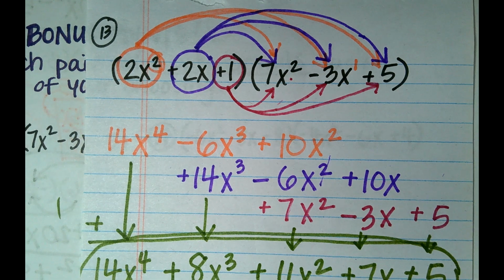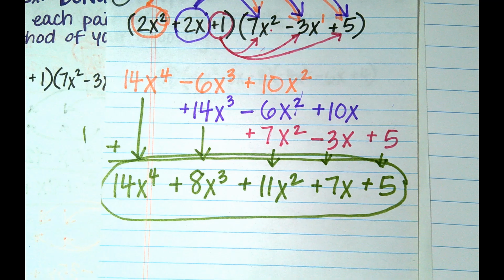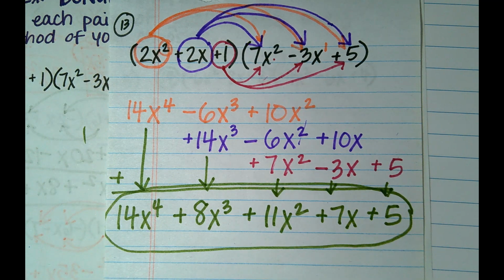So that was number 13. We'll run through number 14 as well, but before that, do we have any questions, or is there any part of that that didn't quite make sense?